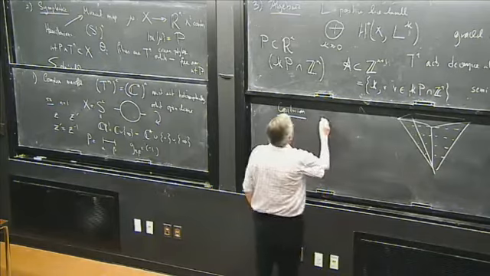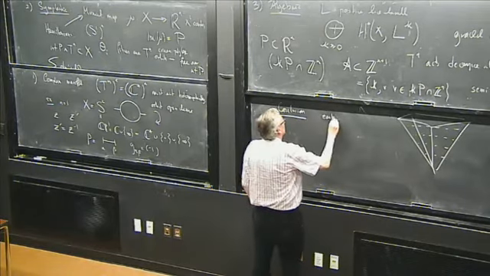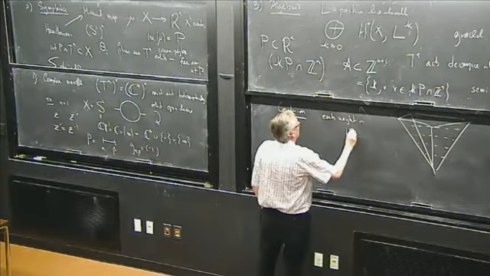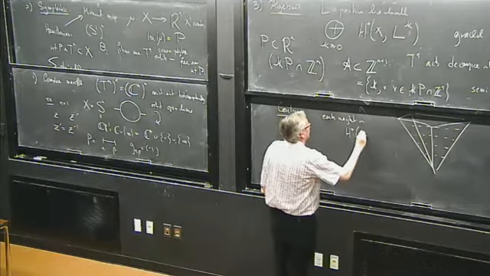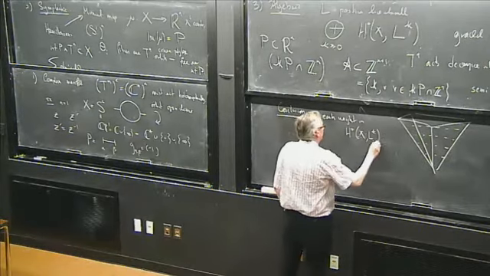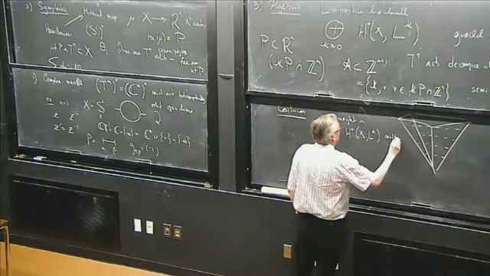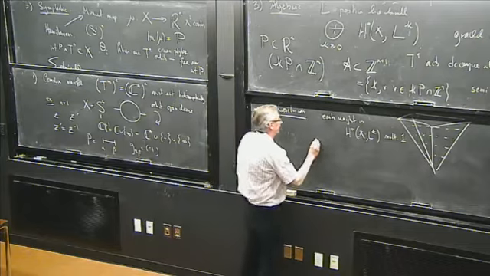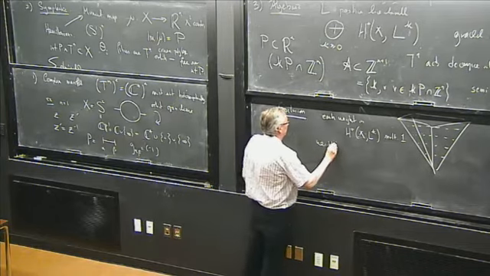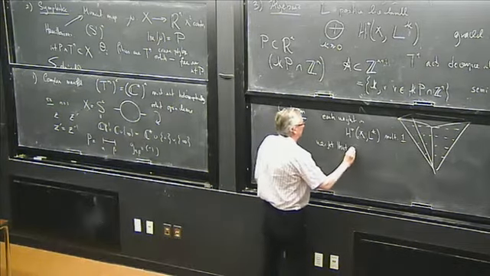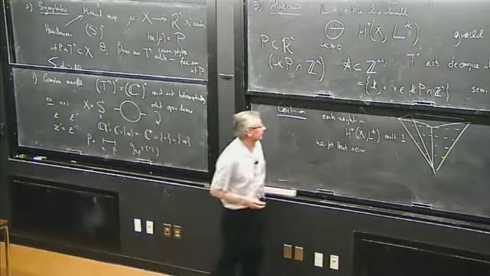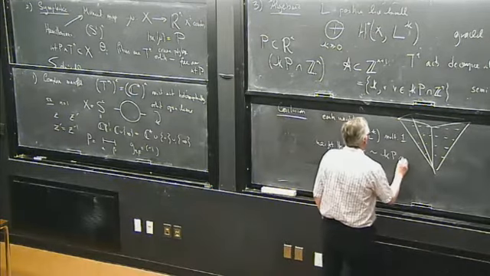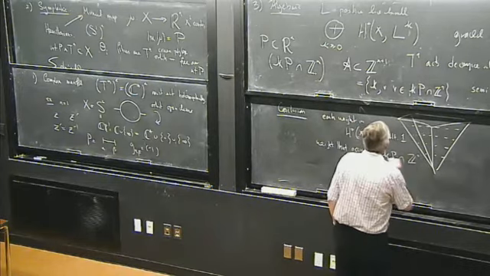So each weight in H^0 occurs with multiplicity 1, and the weights that occur correspond to points in kP intersect Z^n.